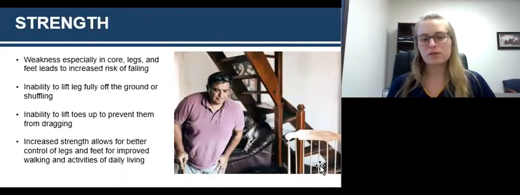Another muscle group that helps to prevent falls is your ankle muscles. These muscles help to lift your toes up to prevent catching them on a rug or help to navigate uneven surfaces like grass or an uneven sidewalk. Overall, strengthening your core, legs, and feet can help to prevent falls.